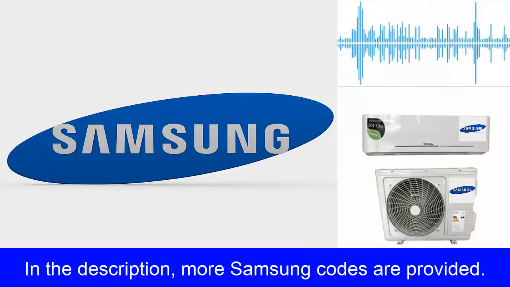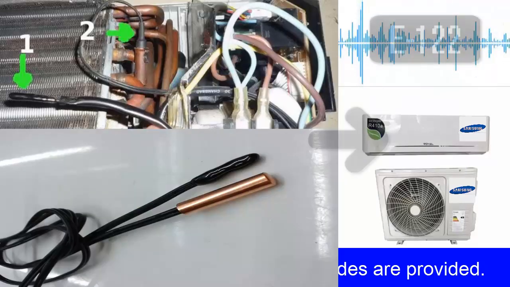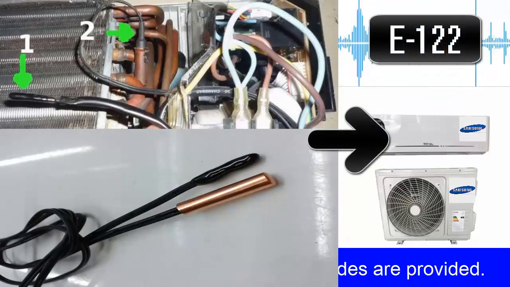3. Fault represented by error code E122. This signifies a problem with the internal exchanger pipe temperature sensor. Follow the steps for temperature sensor testing.